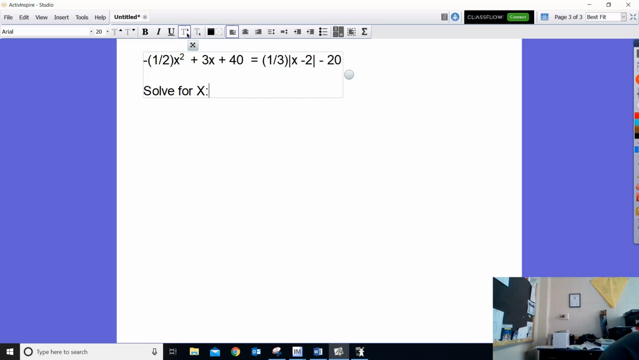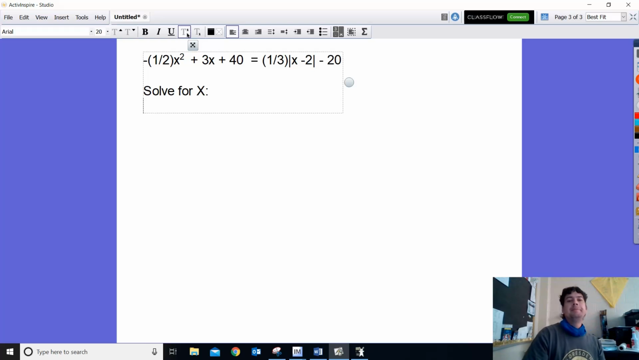That is negative 1/2 x squared plus 3x plus 40 equal to 1/3 absolute value of x minus 2, minus 20. We're going to solve that thing for x with a TI-84 and graphs. And it's not that hard.